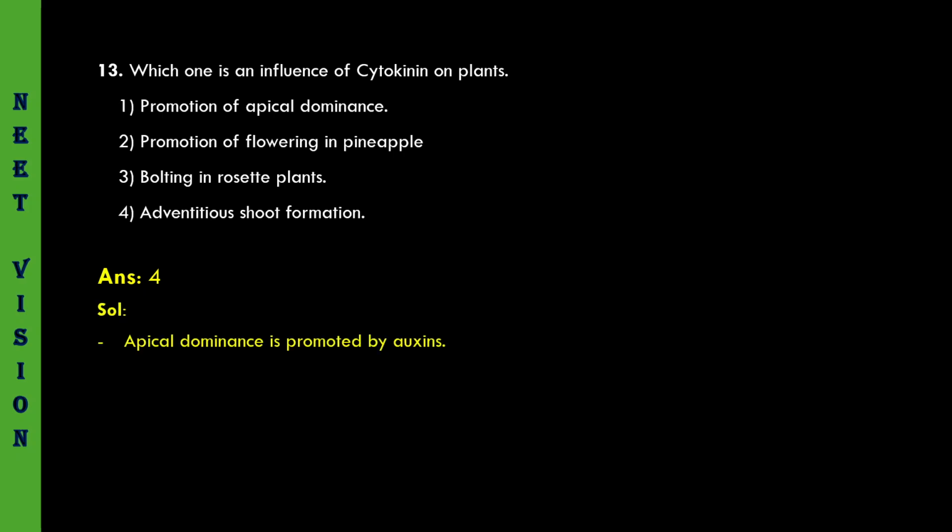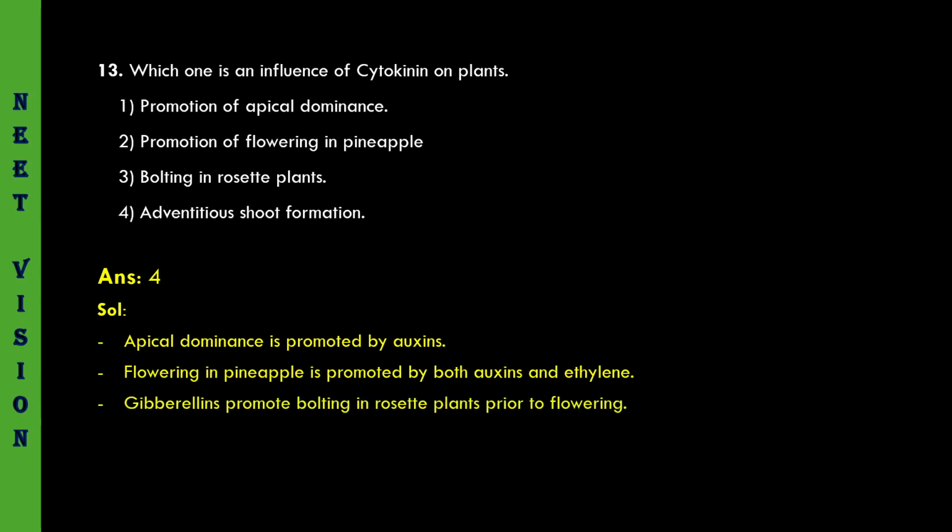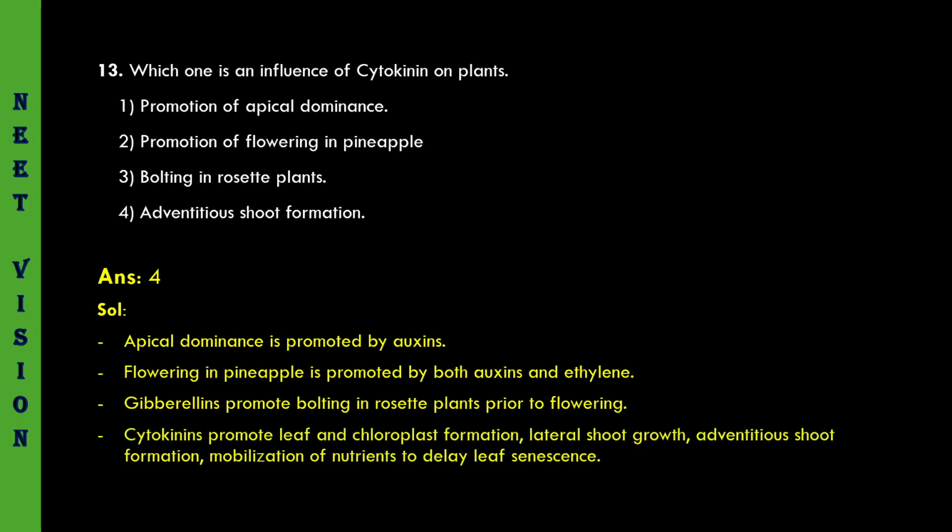Fourth one is given. Apical dominance is promoted by auxins, not by cytokinins. Flowering in pineapple is promoted by both auxins and ethylene. Gibberellins promote bolting in rosette plants prior to flowering, like cabbage, cauliflower, etc. Cytokinins promote leaf and chloroplast formation, lateral shoot growth, adventitious shoot formation, and mobilization of nutrients to delay leaf senescence. Cytokinins also decrease apical dominance.